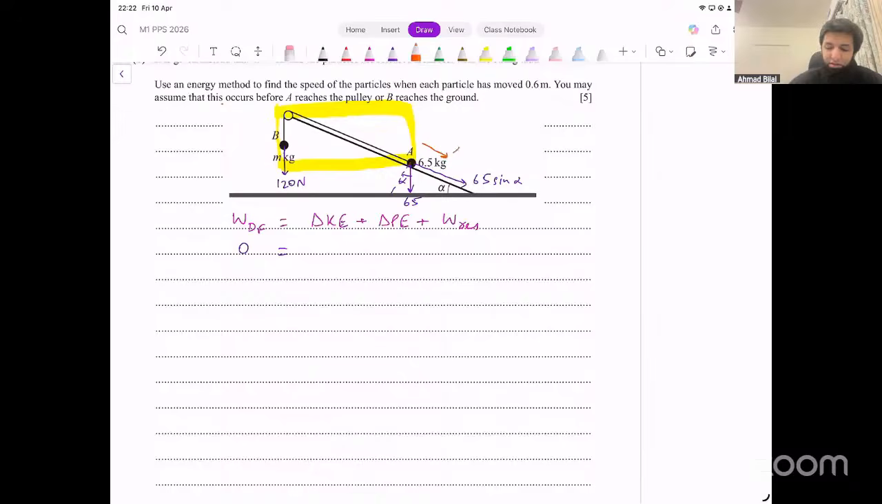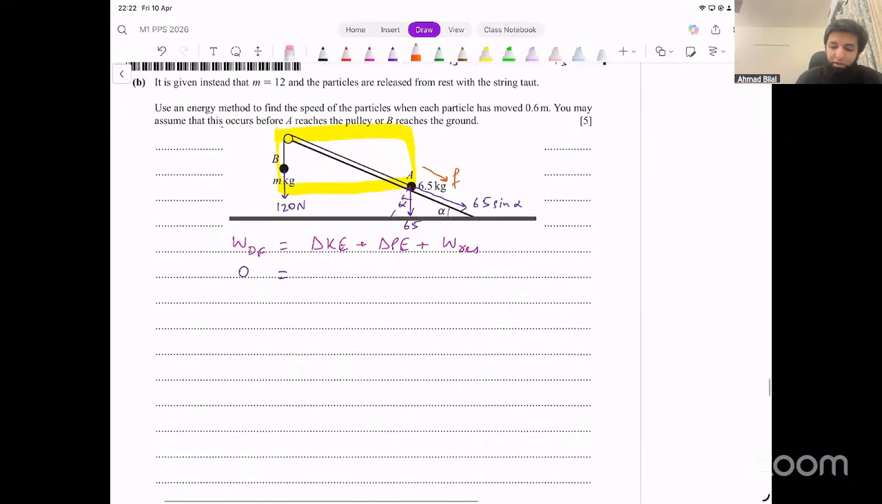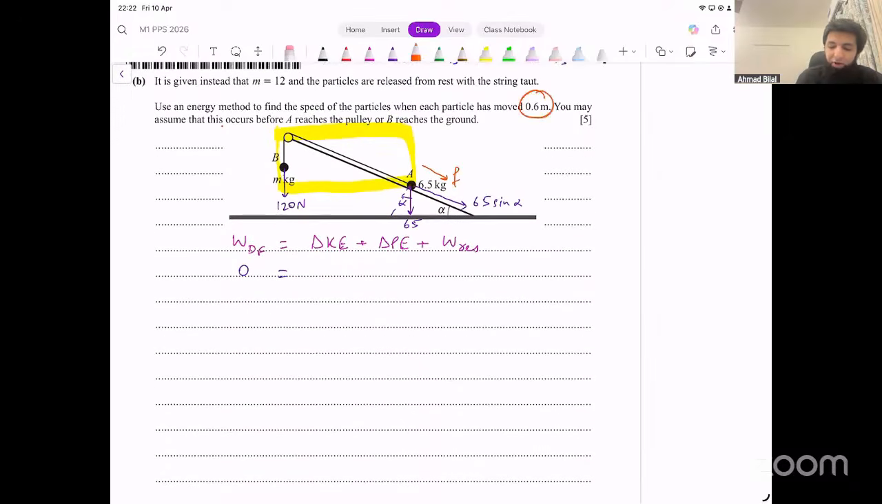So there is friction. Now, how much do the particles move? The particles move 0.6 meters. Okay, particles move 0.6 meters. So what will be work done against resistance? We already know the value for friction, right? Friction was equal to mu times R. Mu is still the same. Mu is 0.4. R is still the same as well.